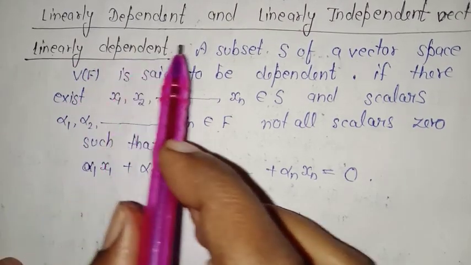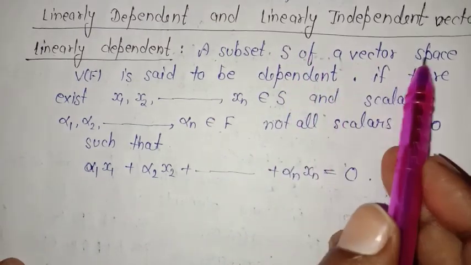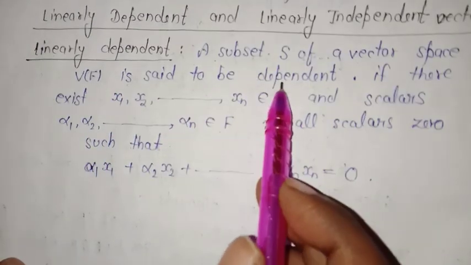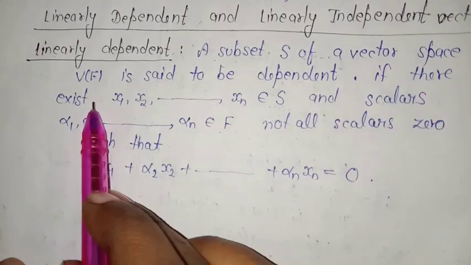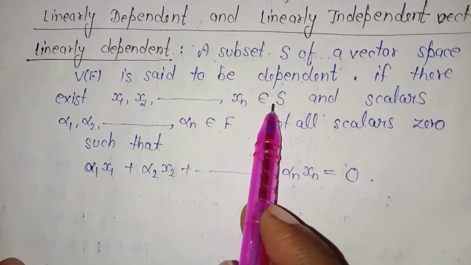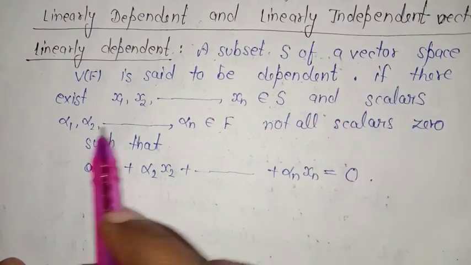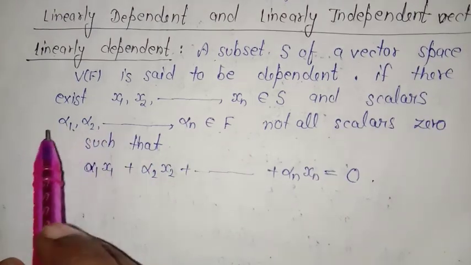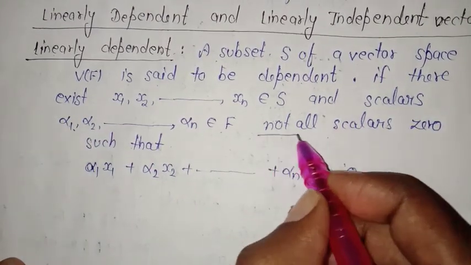Linearly dependent. A subset S of a vector space V over F is said to be dependent or linearly dependent if there exist x1, x2, dot dot dot xn, these are n vectors belonging to S, and scalars alpha 1, alpha 2, dot dot dot alpha n belonging to F. Remember this always, that not all scalars are 0.